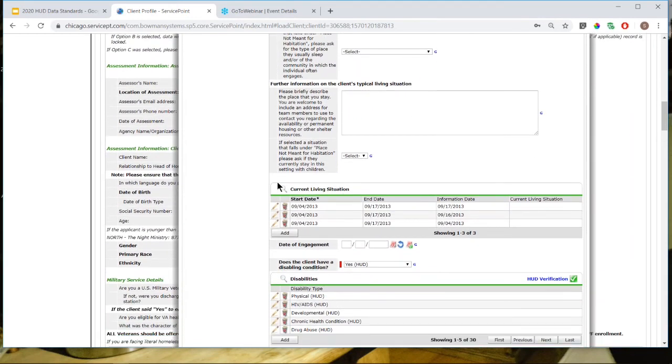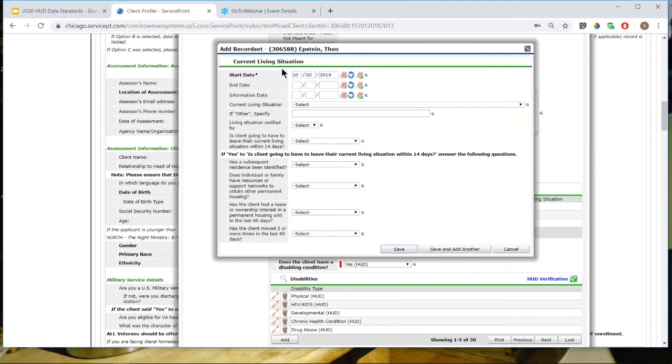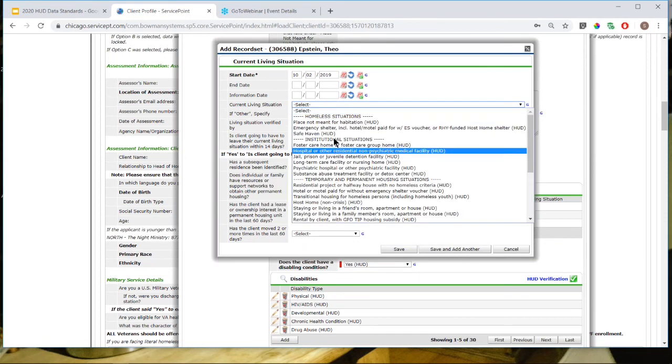And then once we move past that, we have our first new sub-assessment, which is current living situation. So let's look at what the current living situation is. And every agency has to answer for this. Now, this will play a more important role to street outreach and drop-in centers because this effectively replaces their outreach contacts. So for current living situation, when you click on add, you'll see that we're asking for a start date, for an information date, and then we have our current living situation here.